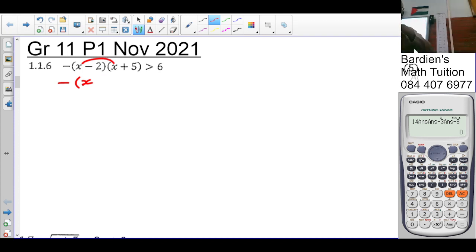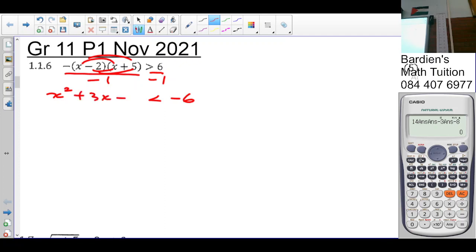I can either multiply it in, or I can divide by your negative first as well. If I divide by negative, what's going to happen? The inequality will swap around, not so. So I'm going to divide by negative. So it becomes negative 6 now. Inequality changes. And I'm multiplying it out here. So it's going to give me x squared. 5 times x is 5x minus 2x is going to give you plus 3x minus 10. Bring a 6 over, becomes x squared plus 3x minus 4 has to be less than 0.